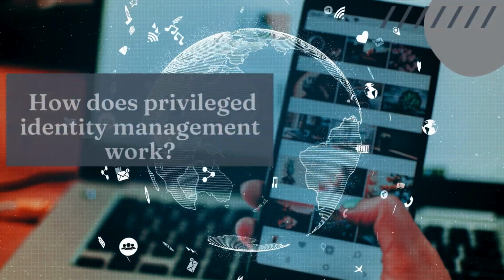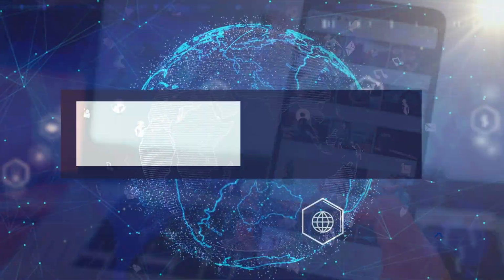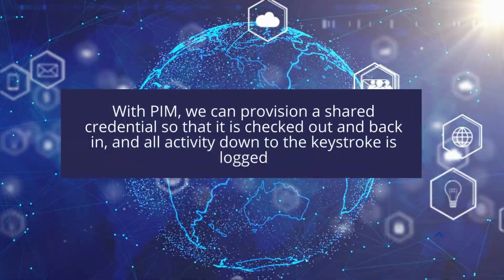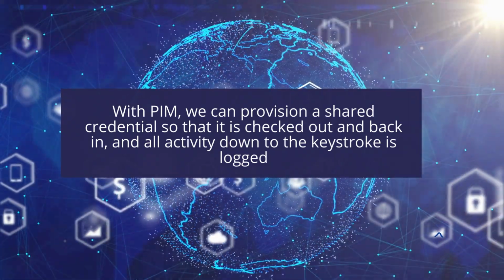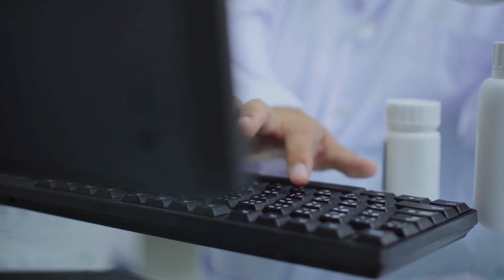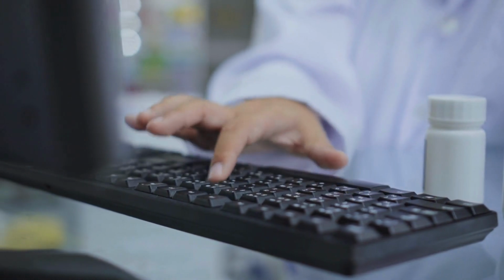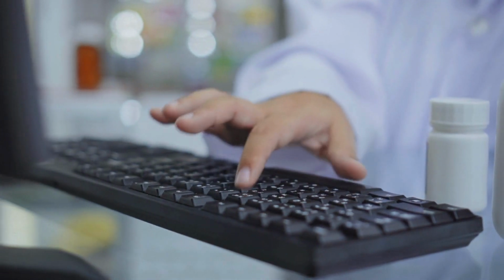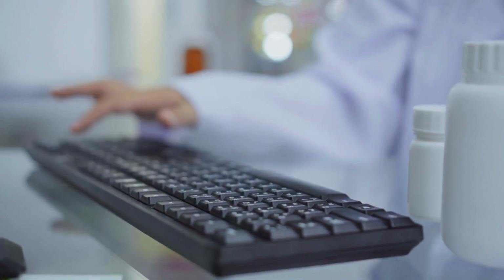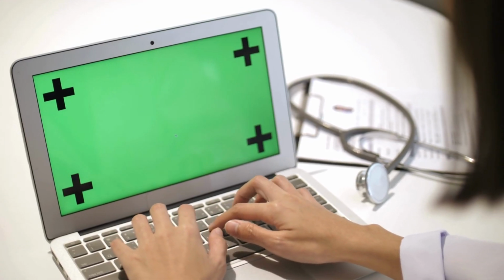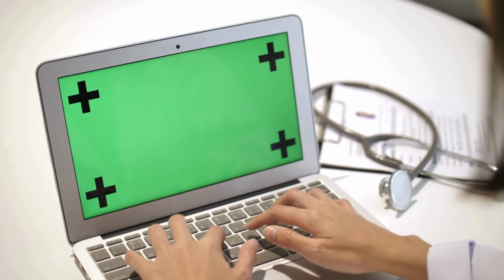So how does privileged identity management work? With PIM, we can provision shared credentials so that they are checked out and back in, and all activity, down to the keystroke, is logged. First, Janet is limited on how long she can use the credential. In this case, it's set to an hour. When Janet accesses the data, both the social security number and credit card numbers are masked out. With another activity monitoring capability, she can also only view the data on the screen and only view the non-sensitive data.